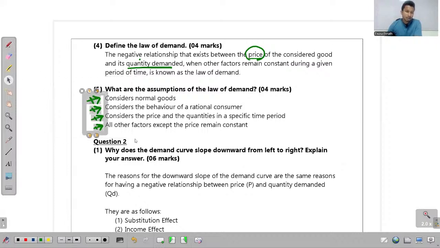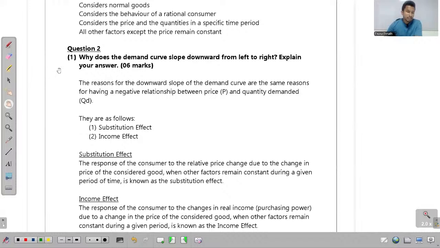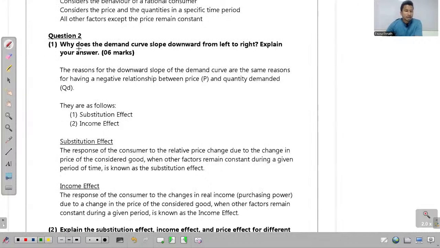Right. So that's about the first question. And now we will move to the main question 2. In main question 2, first part, I'm asking, why does the demand curve slope downward from left to right? Explain the answer. So initially you can write that this demand curve slopes downwards from left to right due to the negative relationship that exists between P and QD, due to the law of demand.